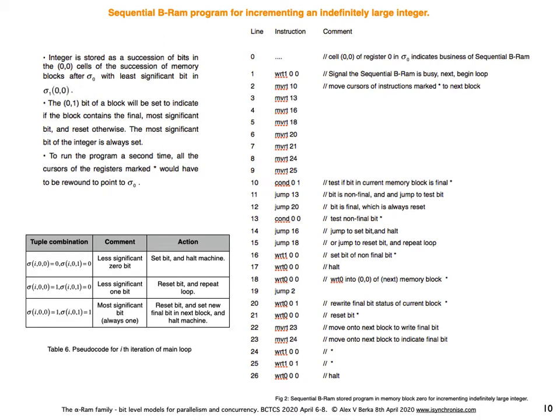The program occupies 26 registers, which is quite compact. The main loop begins by moving the cursors of selected instructions onto the next block, after which the computation part of the loop is executed. The only other BRAM program that has been written, as far as I know, is a simulation of a one-tape Turing machine, which appears in Appendix A of the main report.